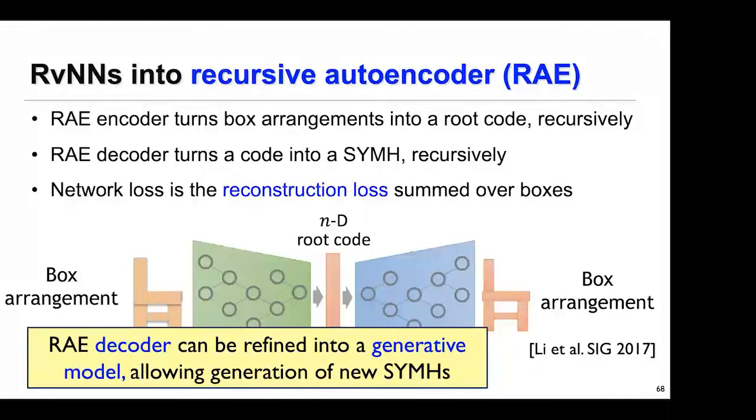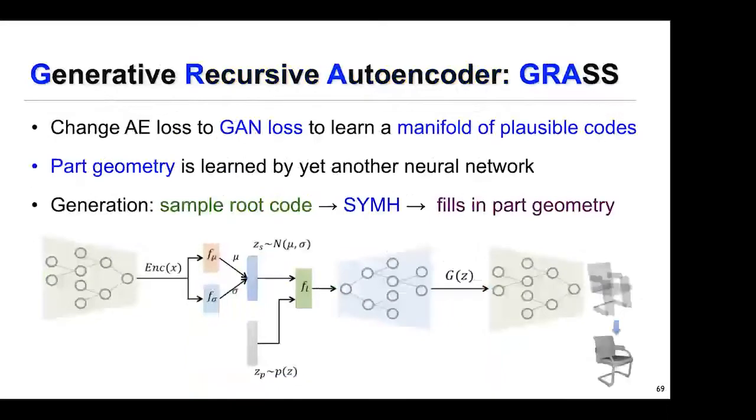And then this decoder can be further refined into a generative model. So all you need is a way to generate plausible codes, right? For example, if you want to generate chair structures, you just have to make sure that you have a way to generate these root codes, which can model, say, the manifold of the set of chairs. And then you just feed that to the decoder, and then you're able to generate the chair structures. That's exactly what we did. So we changed the autoencoder loss to a GAN loss, and to learn a manifold of plausible codes for a particular category. So this allows the network, using a VAE-GAN, to generate chair structures or airplane structures or structures of whatever category you wish.